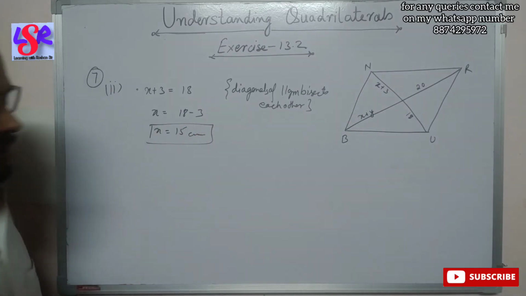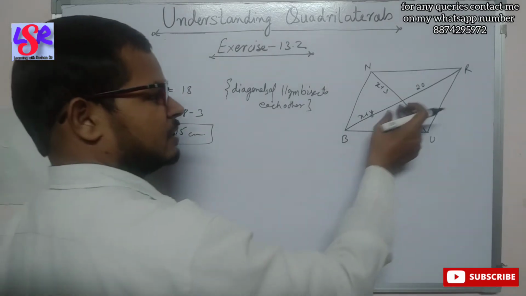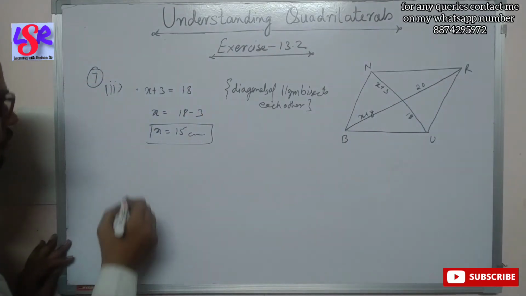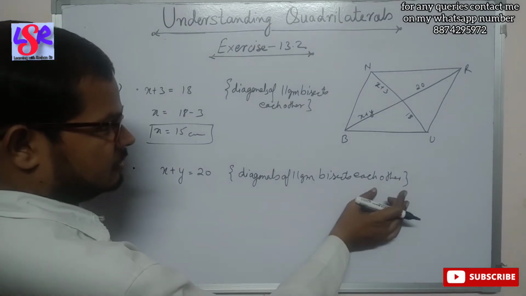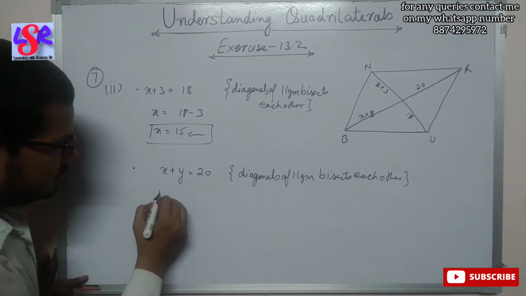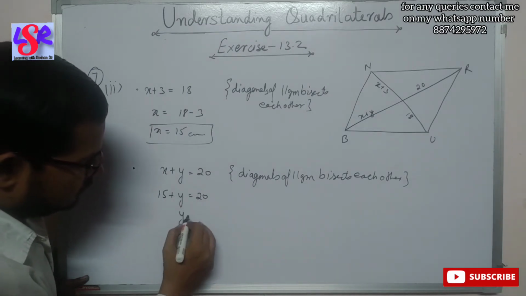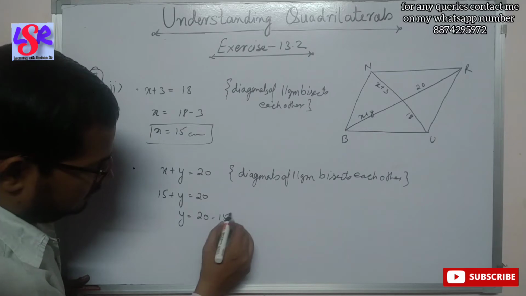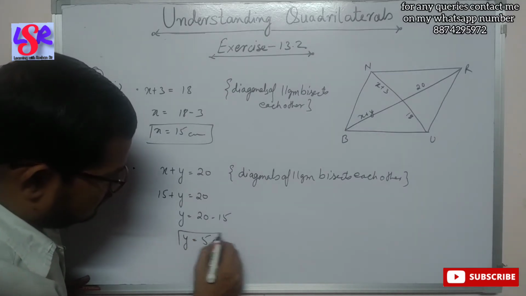That is 15 centimeter. Now we can place the value of this x by equating x plus y by 20. And on doing so, we get x plus y equals 20 as the diagonals of a parallelogram bisect each other. Now we are going to place the value of x over here. So this will be 15 plus y equals 20. So y equals 20 minus 15, and hence we get y equals 5 centimeter as answer.